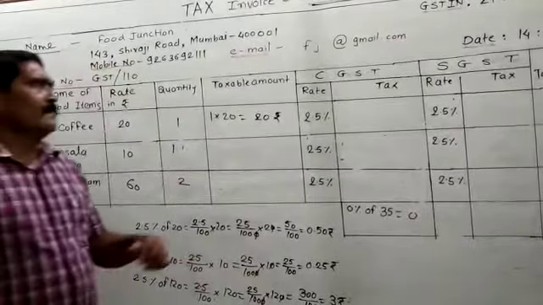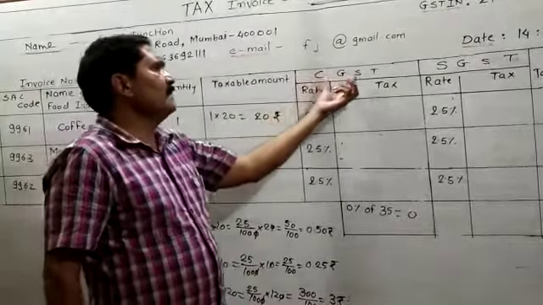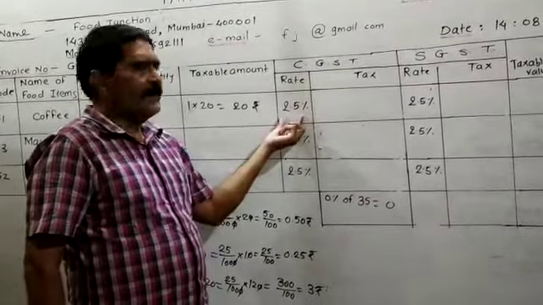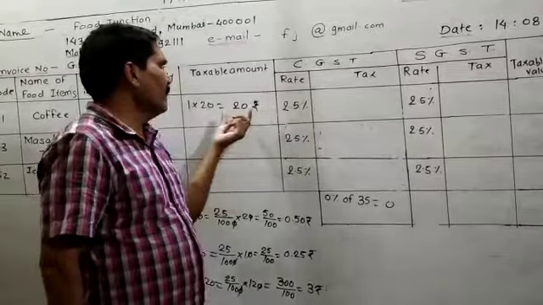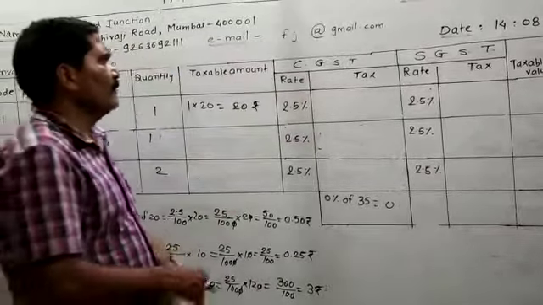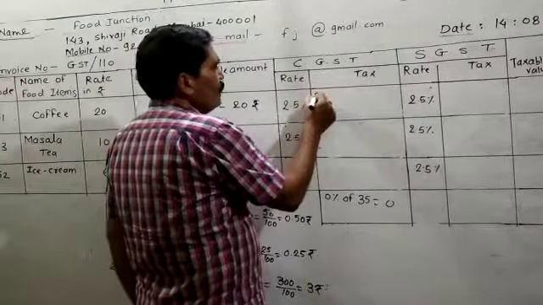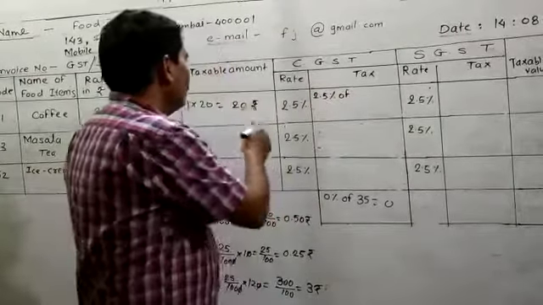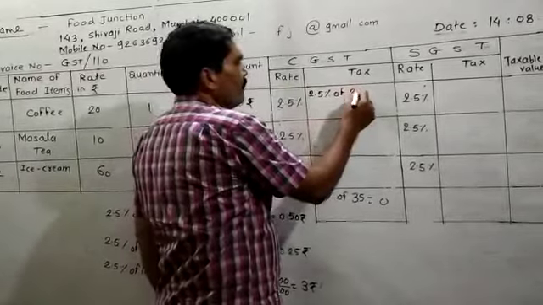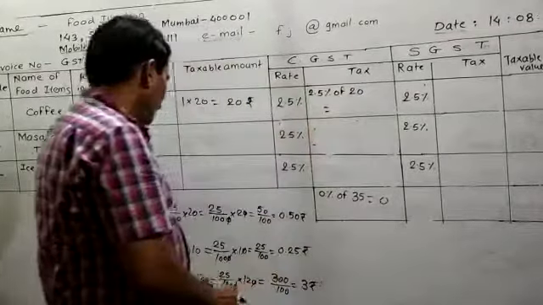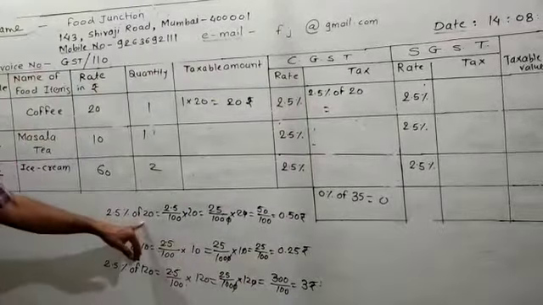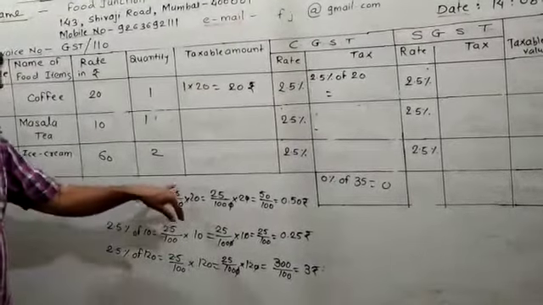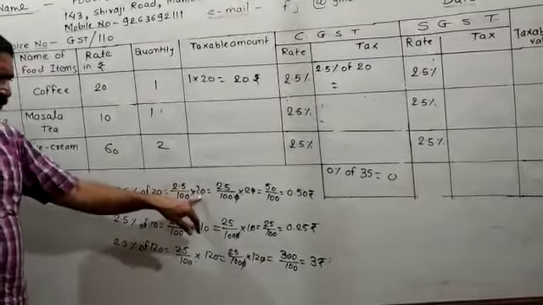Then you have to find out the CGST. The rate of the CGST is 2.5%, and you will calculate CGST on the taxable value. So CGST is equal to 2.5% of the taxable amount. The taxable amount is 20 rupees, so it is 2.5% of 20 rupees. If you want to find this out, you remove the percent sign, and at that time divided by 100 will come. So 2.5 upon 100 multiplied by 20.